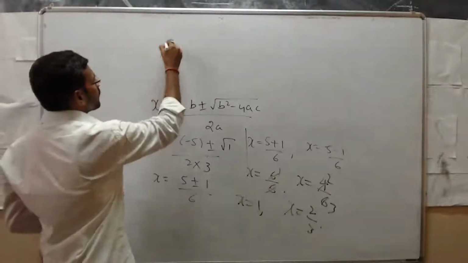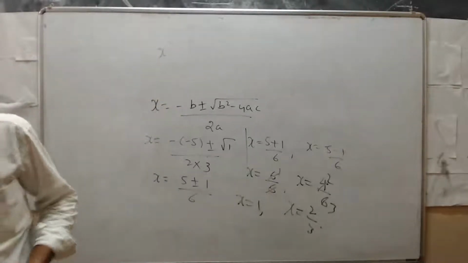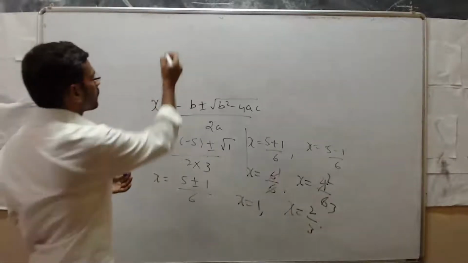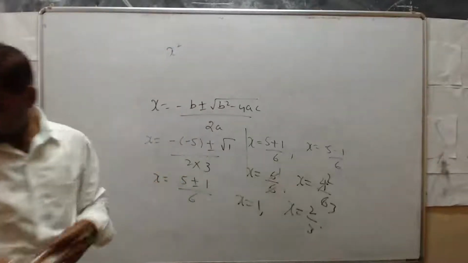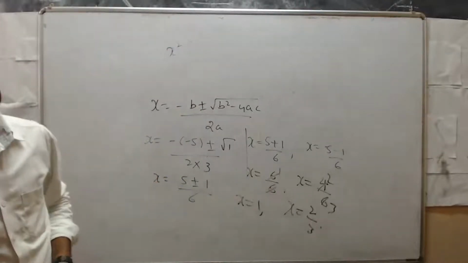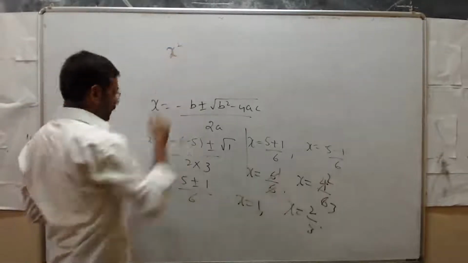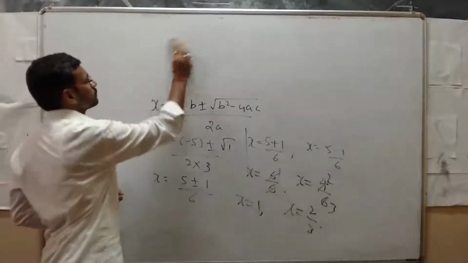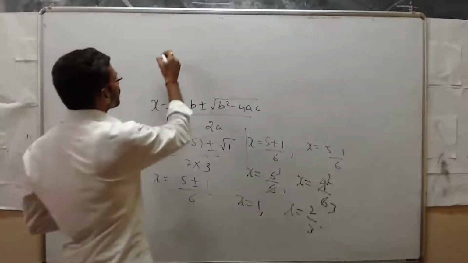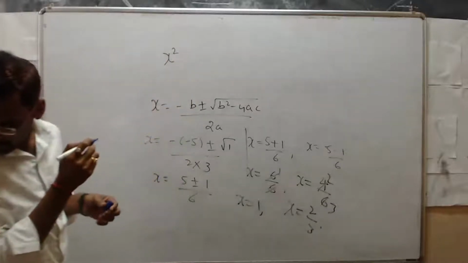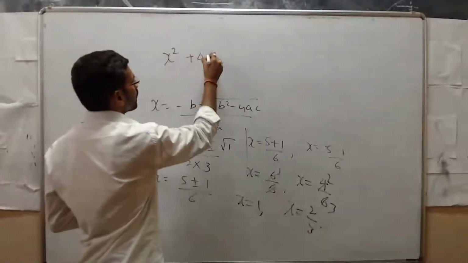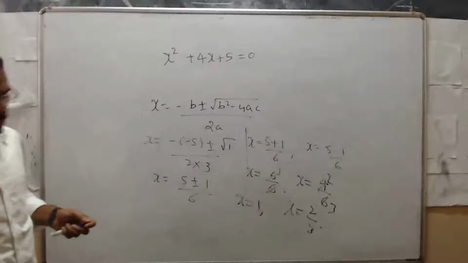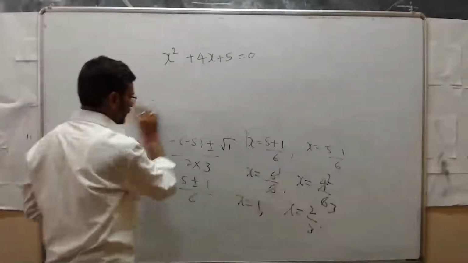x square plus 4x plus 5 is equal to 0. x square plus 4x plus 5 is equal to 0.